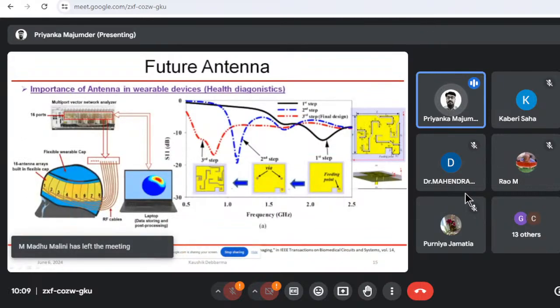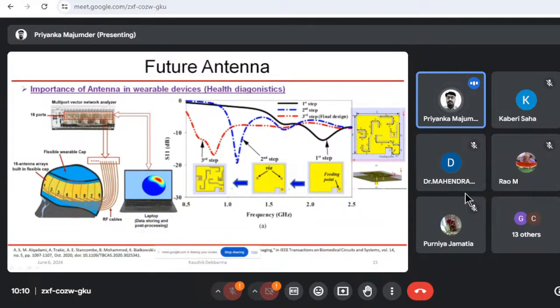Now, since we have gone through how the past was or the present antennas, how an antenna engineer looks at a problem, let me also try to get your interest on some of the future technologies where antennas have been used. I think the first slide that I will be showing is on health diagnostics.